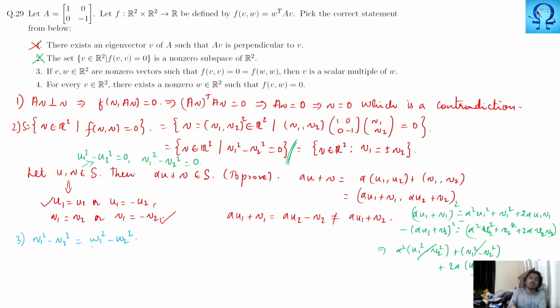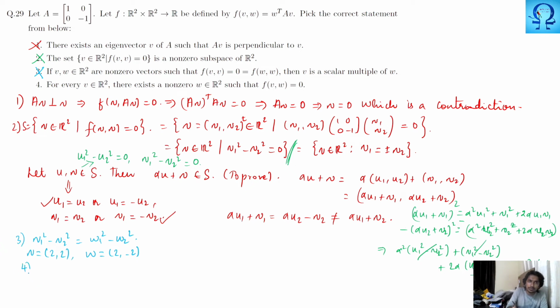Okay, so this condition has to be satisfied. Let me choose my v to be equal to (2, 2) and w to be equal to (2, -2). This condition is very well satisfied, but v is not a scalar multiple of w and vice versa. Hence option 3 is also false. Since this is a part B question, we have discarded the first three options, so option 4 must be right, but let us check that as well.